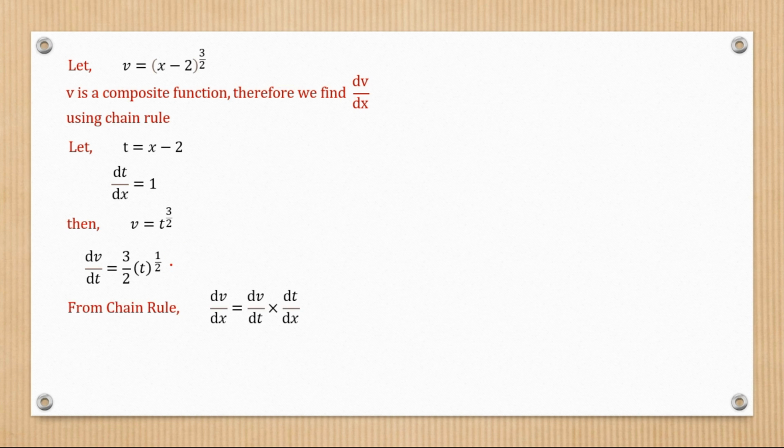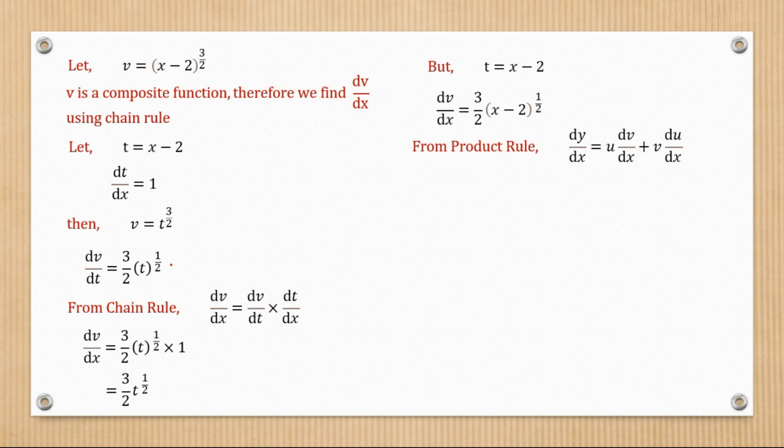From the chain rule, to find dv/dx we have dv/dx equal to dv/dt times dt/dx. So dv/dx is equal to 3 over 2 t to the power of a half times 1, which is 3 over 2 t to the power of a half. But we remember t is equal to x minus 2. Therefore dv/dx is equal to 3 over 2 (x minus 2) to the power of a half. Now that we know du/dx, dv/dx, and the u and v values, we can use the product rule.